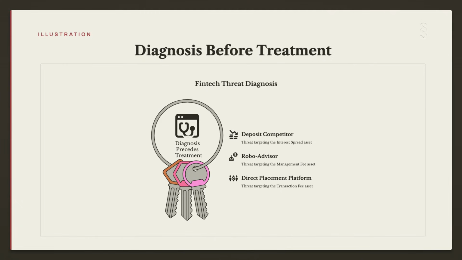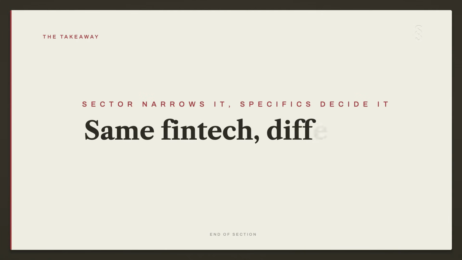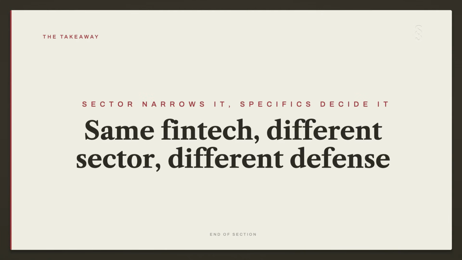Diagnosis has to come before treatment, and that diagnosis is sector-specific. The sector tells you which asset is at risk, but the right response still depends on the specific fintech, not the category it belongs to. Sector identification narrows the field of answers. It never selects the final one for you.